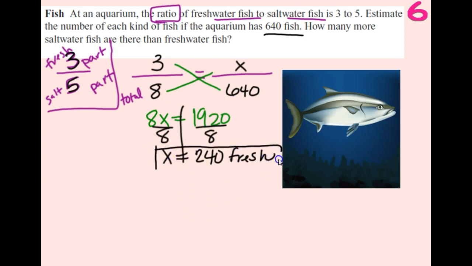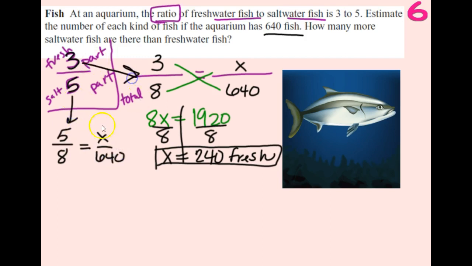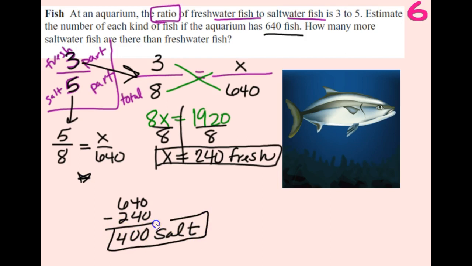We need to figure out how many saltwater fish there are too. So we could set up the same proportion with a 5. 5 over 8 equals x over 640. We're just looking for the different part now. We found both parts. But we also know that there's a total of 640 fish. If 240 are freshwater, wouldn't 400 left over be saltwater? If you solve this, you will get the same answer. So there's 400 saltwater and 240 freshwater fish.